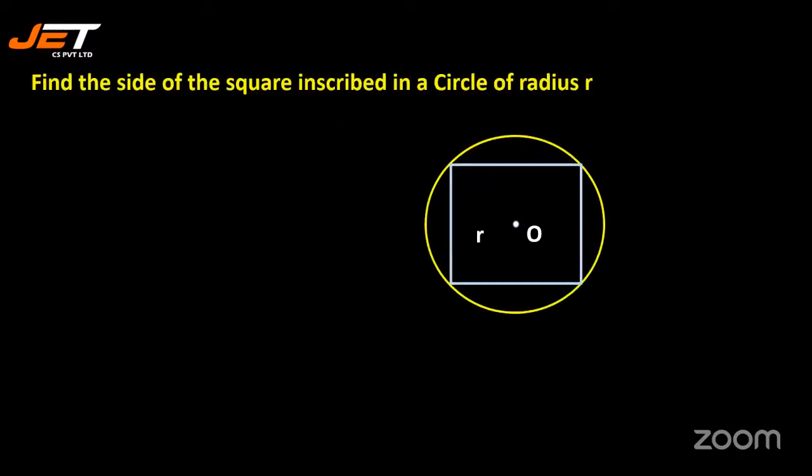See here, find the side of the square inscribed in a circle of radius r. Which means we have a square and the square is being fitted or inscribed in a circle. And what is the radius? Here we call the radius as r. So here you can see r plus r. So you can see the diameter, isn't it? Diameter by 2 is radius. All right, now let the side of the square be x.